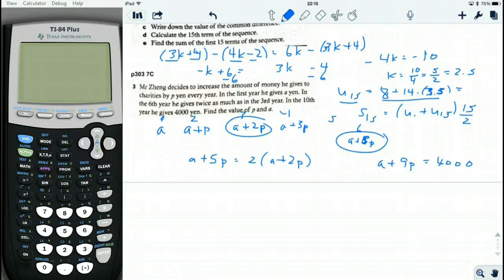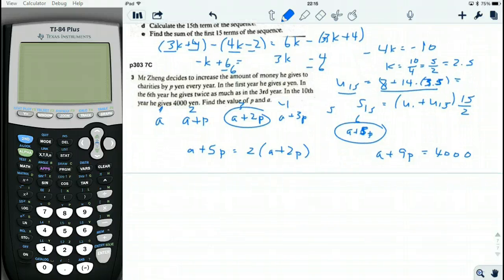I don't think they realize that 4,000 yen is only $40 because Mr. Zhang is a real cheapskate besides being Chinese instead of Japanese.